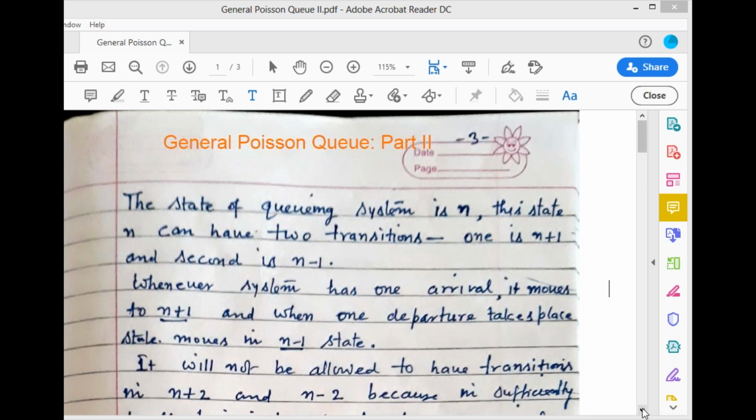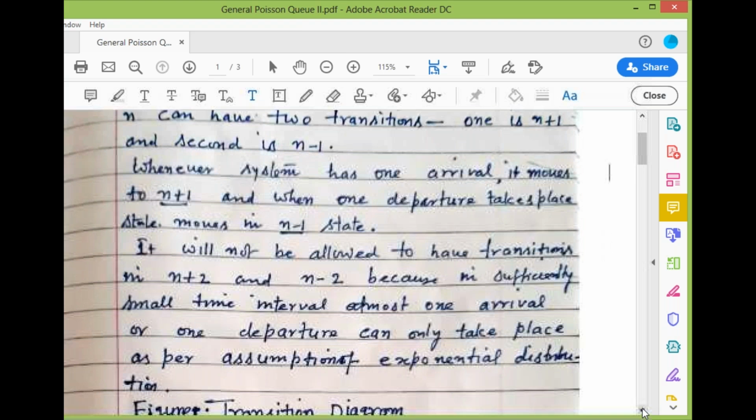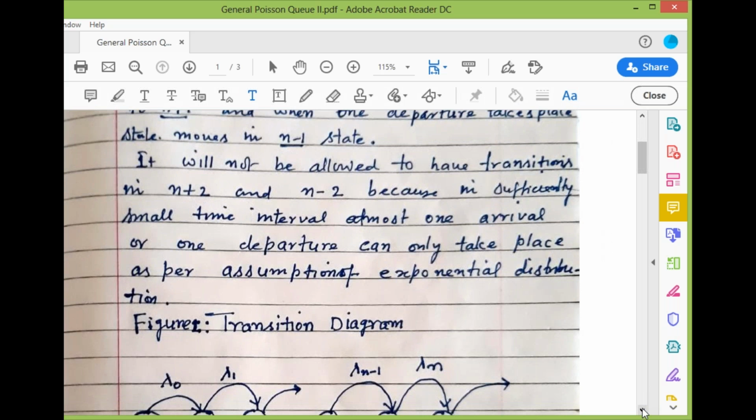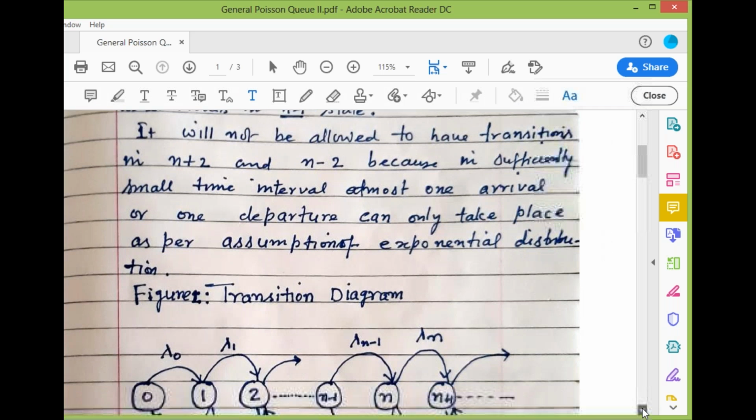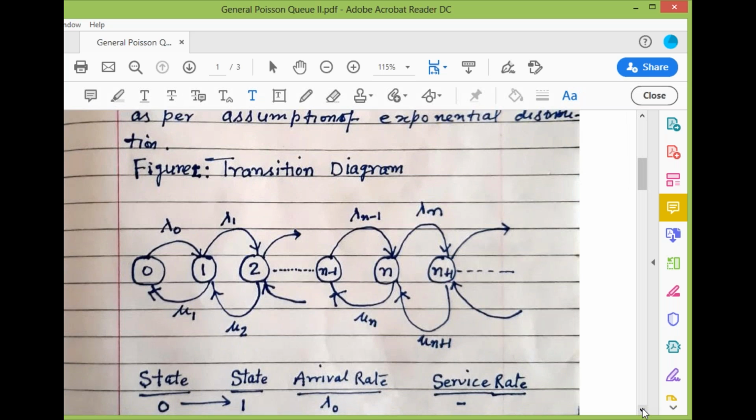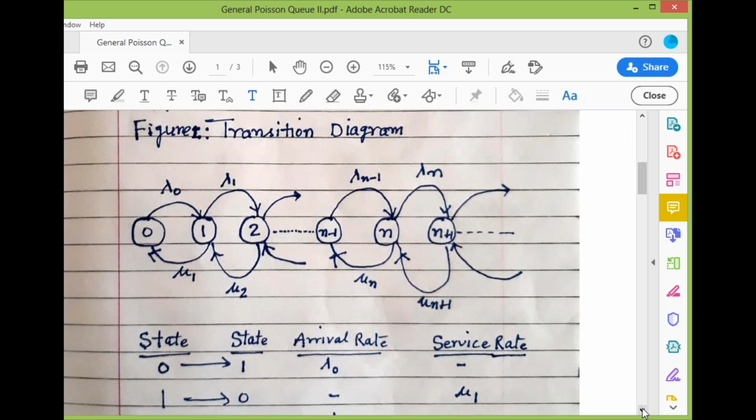Now what is happening? I was discussing this figure. This is the most important figure. Once more, I would like to have a look at this picture. This is the general one. This one is the general state, as I explained, and n can move from n to n plus 1 and n minus 1.